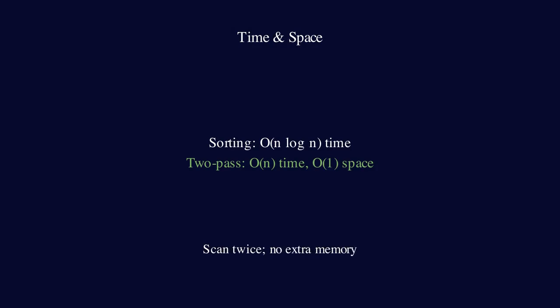Cost check. 2 passes over n items gives linear time O of n. Space stays constant, O of 1, because we keep only a few counters. So this method is fast and lightweight. Scan twice, update variables, and you're done, without allocating extra structures.